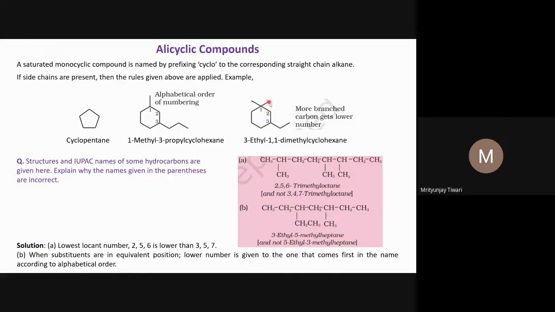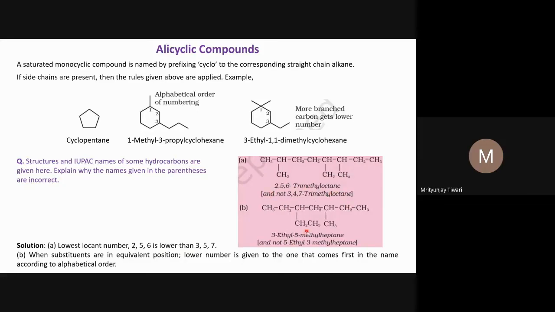So if you start numbering from this point, you get 7. And if you do numbering from here, you will get 2 and 3, 5 only. So this way we do the numbering. Here also we see 2, 5, 6. The sum of 2, 5 and 6 will be lower than 3, 4, 7, so the numbering will be from this direction. The name of this compound will be 2,5,6 trimethyl octane. The lowest locant set 2,5,6 is lower than 3,4,7, and that's why the given name is wrong.